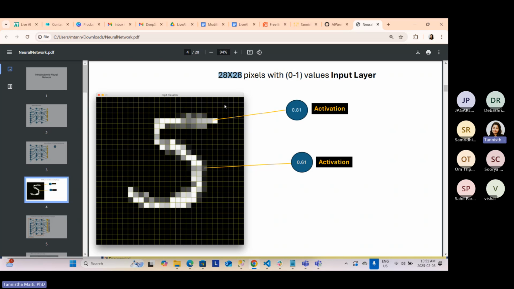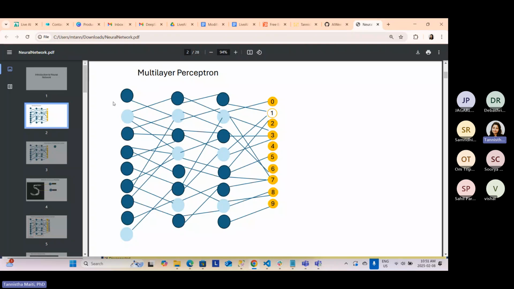Now we are considering these as numbers, because your neural network can train on numbers. Once you have activation for all these 28 cross 28 pixels, you can make these pixels into 1 cross 28 cross 28 pixel values. So it's a single matrix which has a size of 784. That basically becomes our input layer.